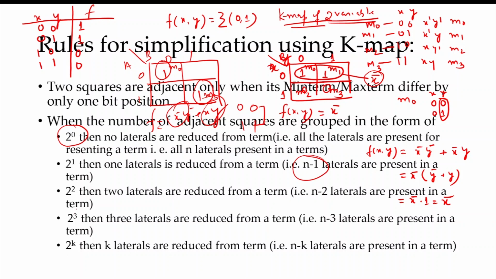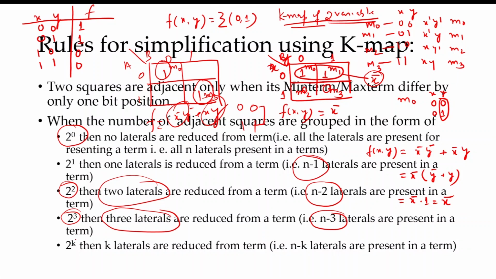Similarly, when we form a group of 2 to the power 2 squares, 2 literals are reduced, and n minus 2 literals are used to represent that particular group. And when we make a group of 2 to the power 3 squares, meaning 8 squares, 3 literals are reduced, and if there are n variables to represent a Boolean function, n minus 3 variables are used to represent that particular min term.